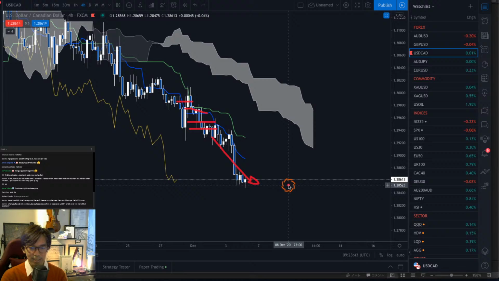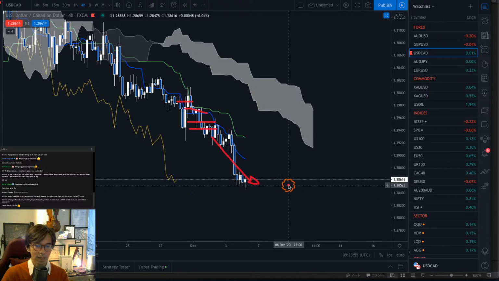Alright, and Marvin says, "Based on which time frame do you trade with profit? Because in my backtesting, I am not able to get the full daily chart move. When you have 2 or 3 positions, do you keep one position at break even until the daily chart goes flat, or do you trade with all the positions?"